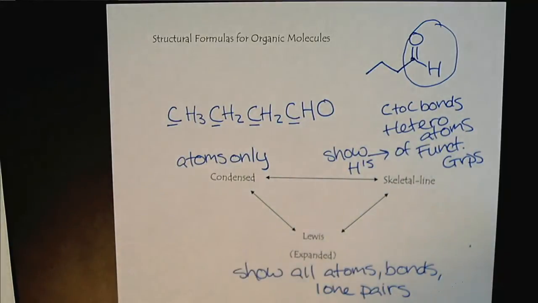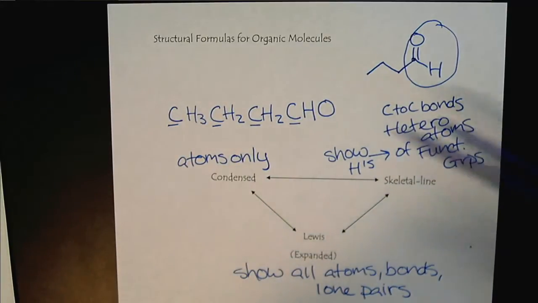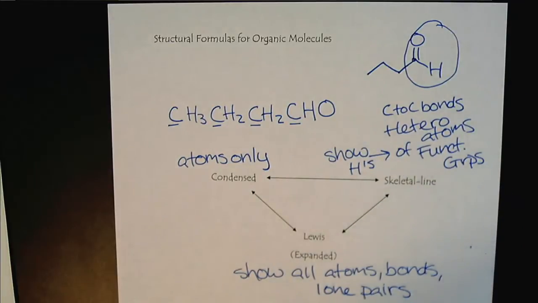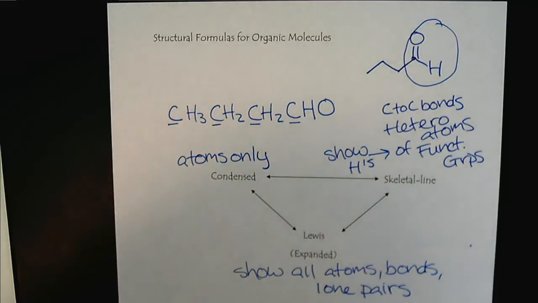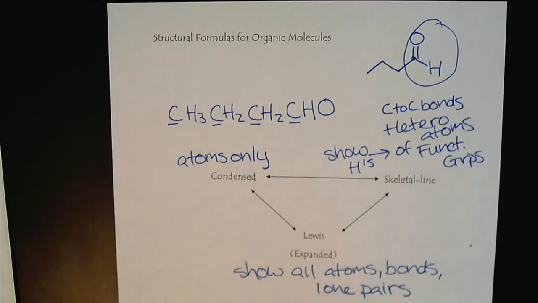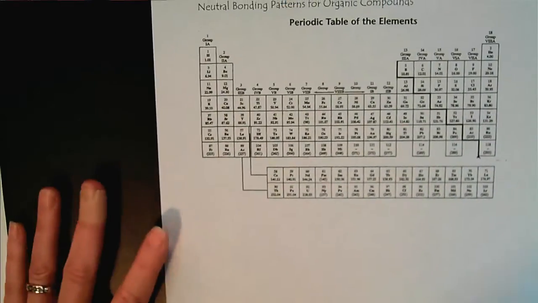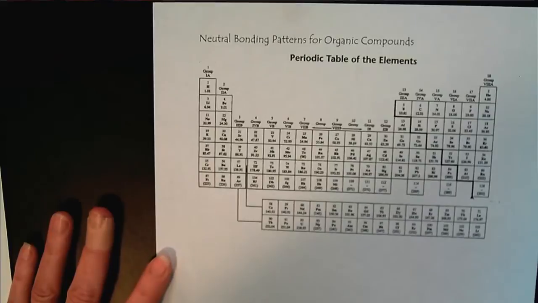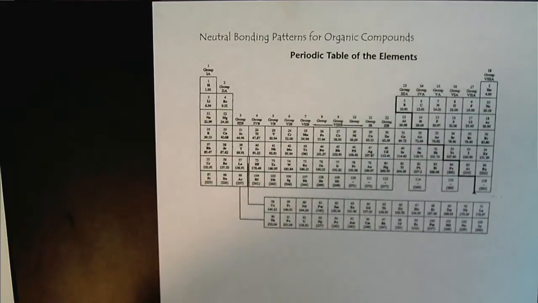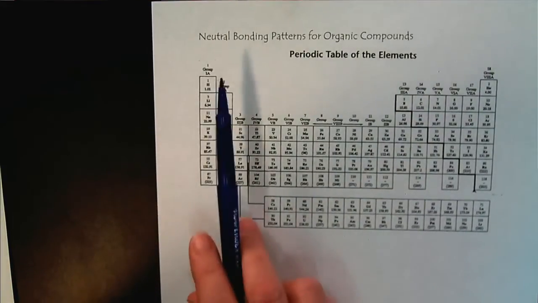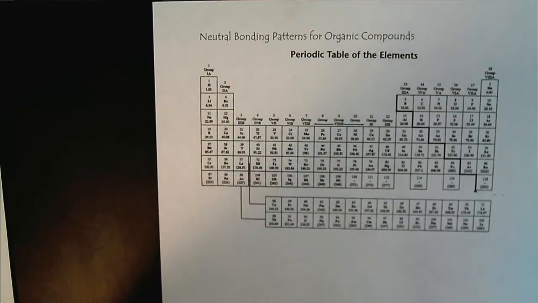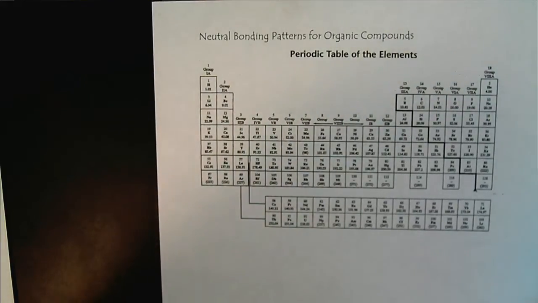And then notice too that for the skeletal line structure and the condensed formula, we don't worry about the lone pair electrons unless we're asked a question that's very clear and says we must show them. Alrighty, so let's review some bonding patterns. Now, these abbreviated structural formulas with skeletal line or condensed, these formulas work because we take advantage of knowing our neutral bonding patterns for organic compounds.